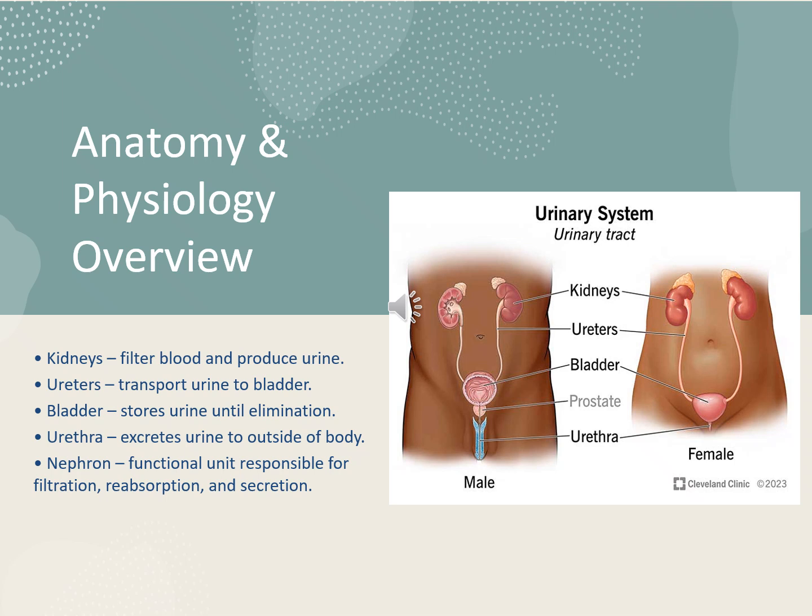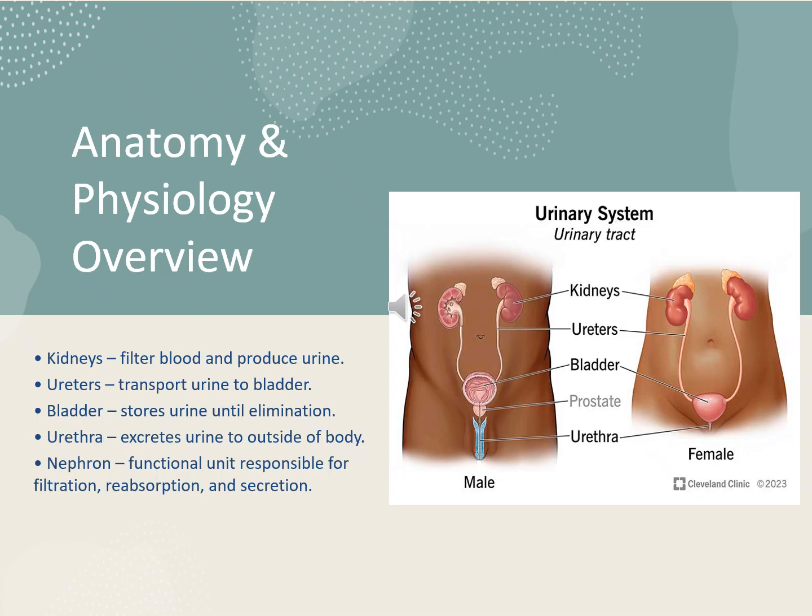This helps store the urine until elimination, and your bladder does extend and increase in size and decrease in size depending on how much urine is stored in that area. Then we have our urethra. This is the opening to the outside of the body. This is that portal or the tube that extends from the bladder to the urethral opening, and that is where the urine is excreted outside of the body.